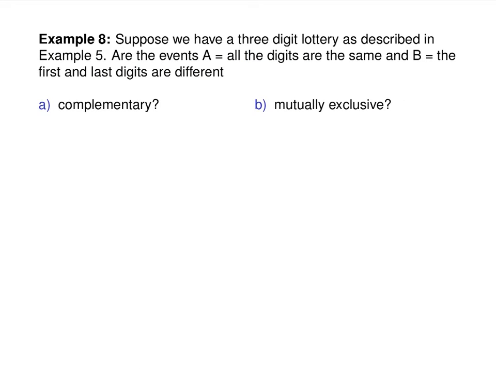So suppose, again, we have that 3-digit lottery described in example 5. Are the events A, all the digits the same, and B, the first and last digits are different, complementary? So do they cover the whole sample space? So no. How about you give me an example of something that's not covered? So the first and last digits are different. So about 1, 2, 3, 1. Is that event covered in A? No. Is that event covered in B? No. So this is in neither.